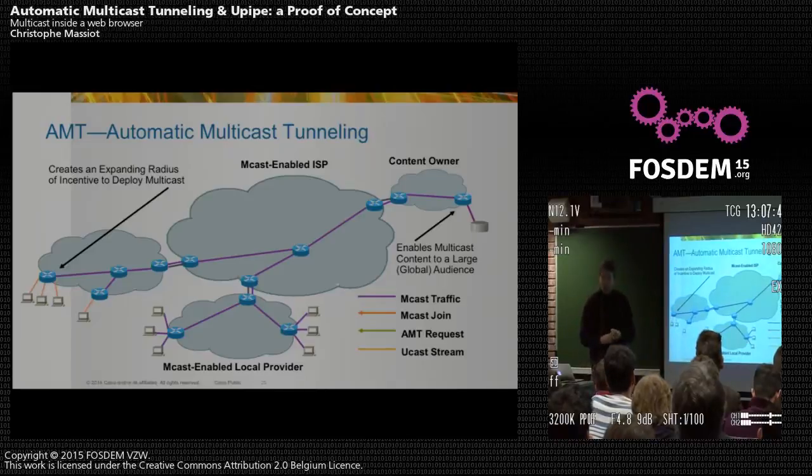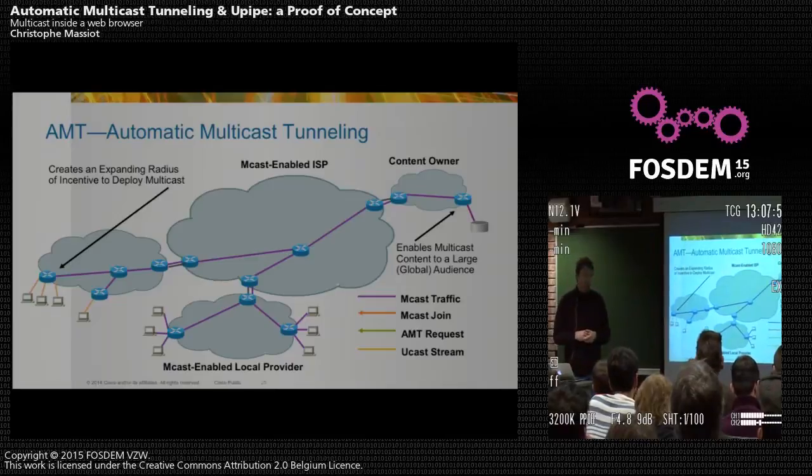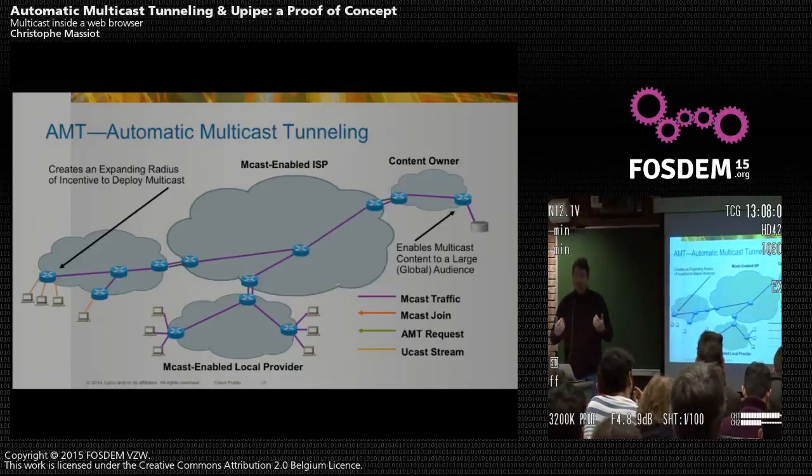So the way AMT works is that first the client does a standard multicast join, IGMP. It waits for some kind of timeout. IGMP is not a two-way protocol, so you don't get an answer, but you must wait for a timeout like 2 or 3 seconds or 5 seconds, something like that. If you don't get any stream, then you switch to the AMT protocol.